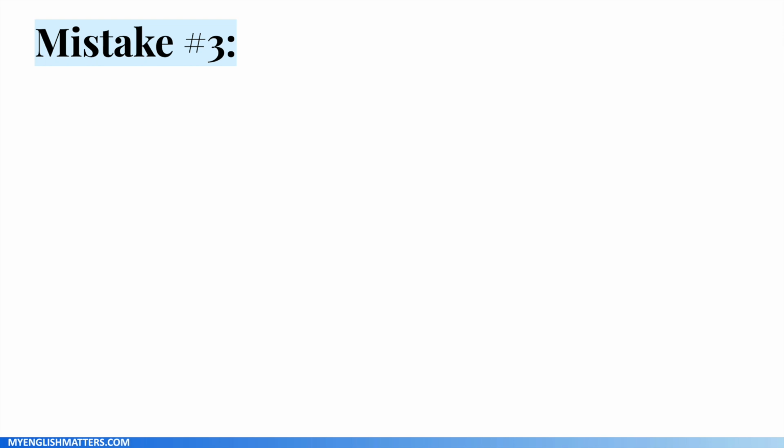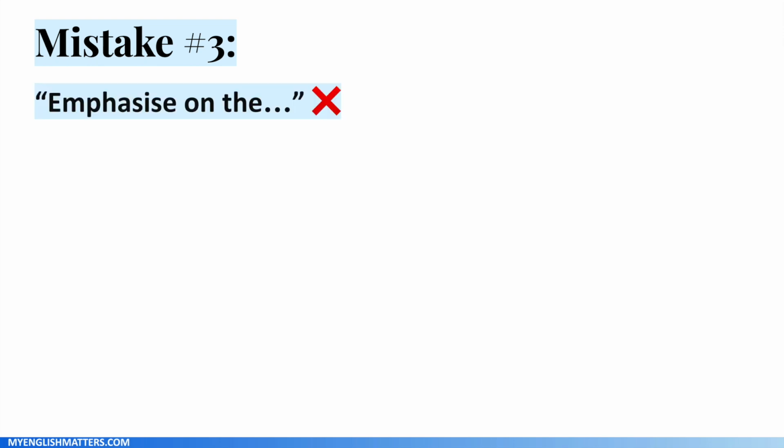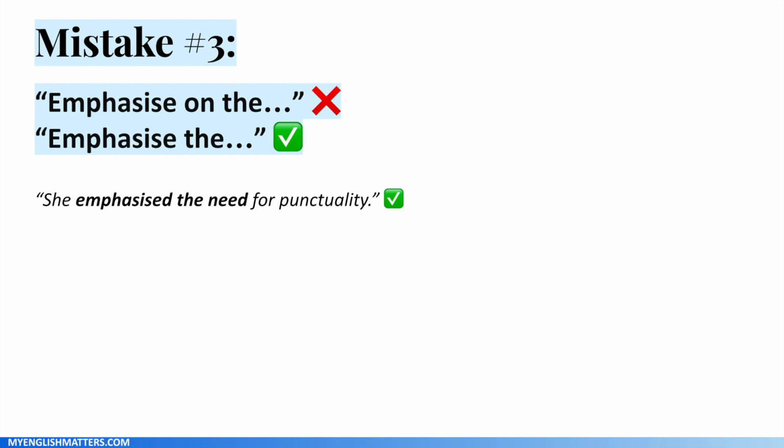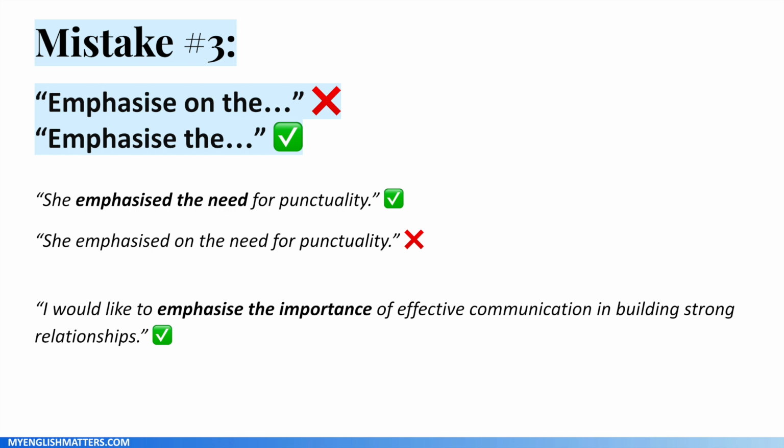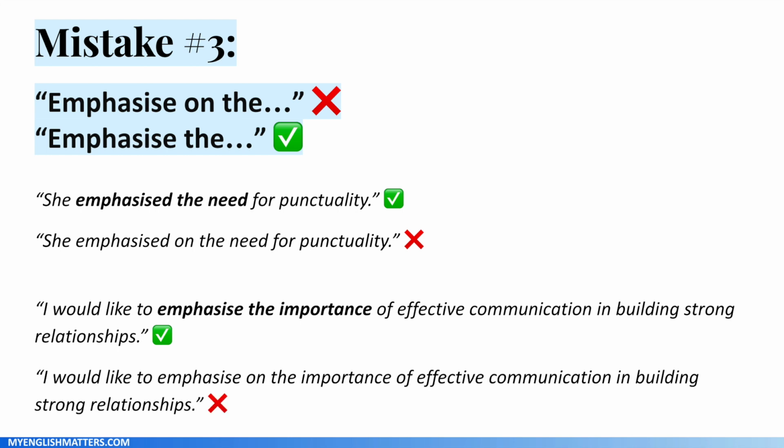Common mistake number 3, saying emphasize on the instead of emphasize the. When giving importance to something, we use emphasize the and not emphasize on the. For example, she emphasized the need for punctuality is correct, while she emphasized on the need for punctuality is incorrect. I would like to emphasize the importance of effective communication in building strong relationships. Not, I would like to emphasize on the importance of effective communication in building strong relationships.